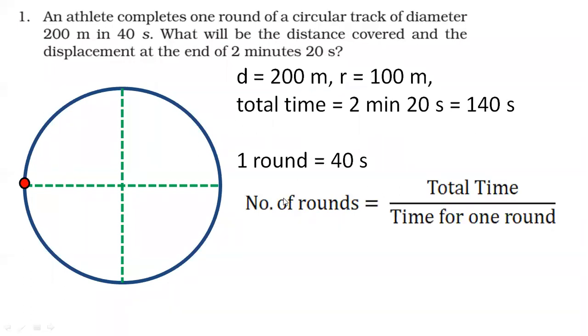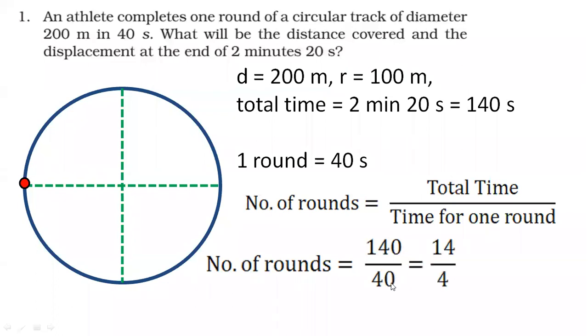So we need to find the number of rounds, right? How do we calculate the number of rounds? All we need is to take the total time divided by the time for one round. So 140 by 40 will give the number of rounds this person has completed. What is the total time? That is 140. What about the time for one round? That is 40 seconds. So 140 by 40.